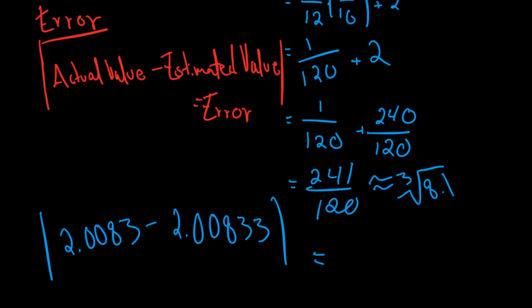And then what do we get when we subtract these? We should get a value of around 0.000034. And that is our error. So in this example, we learned how to approximate and how to find the error. Let's take a look at another example.